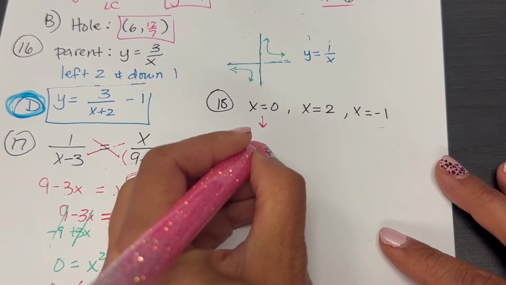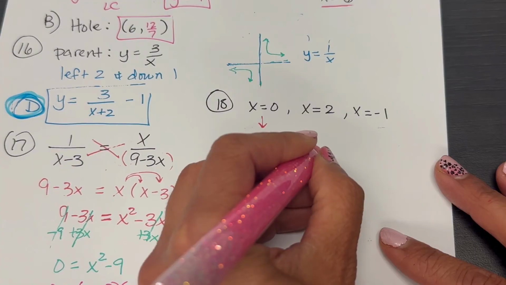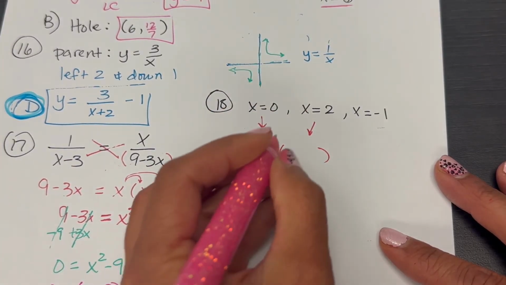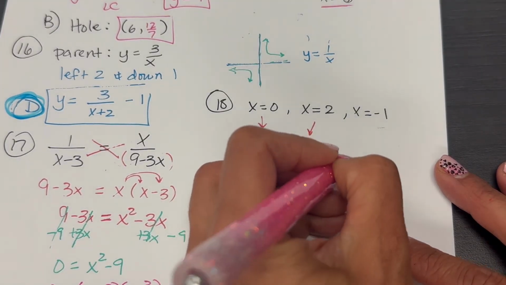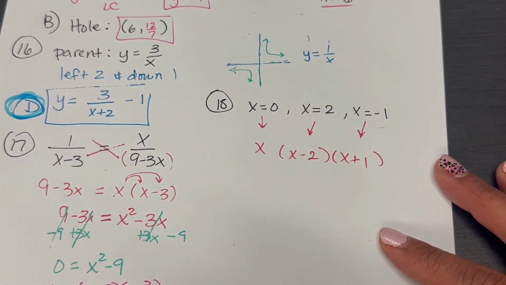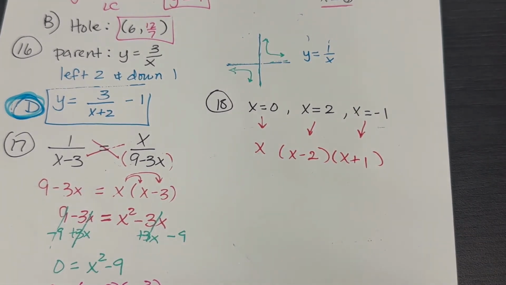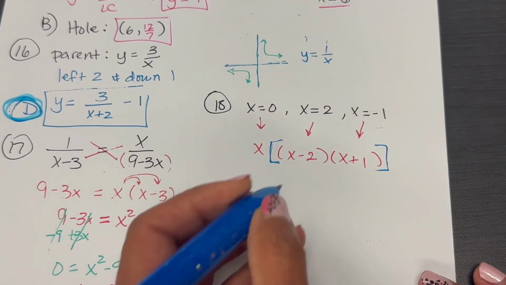So in factored form, x equals 0 is just a factor of x. In factored form, x equals 2 is a factor of x minus 2. In factored form, x equals negative 1 is a factor of x plus 1. And then we just need to multiply these all out. We can only multiply 2 at a time. So let's multiply these two together first.